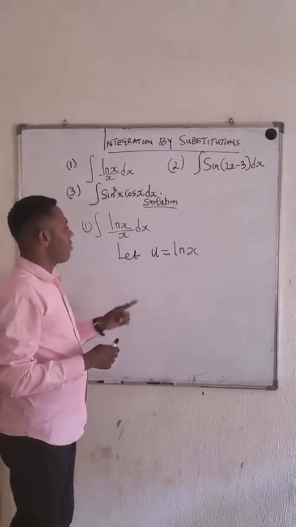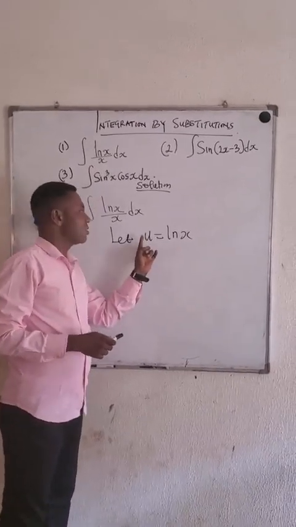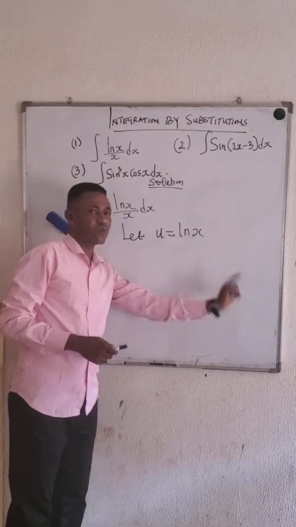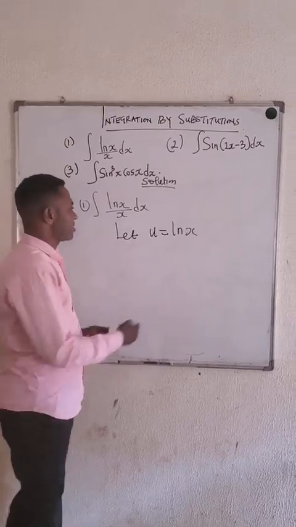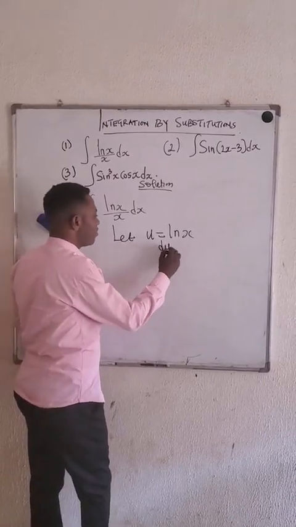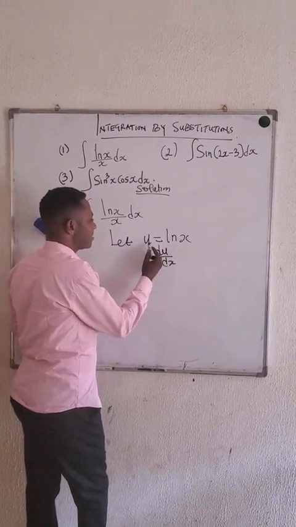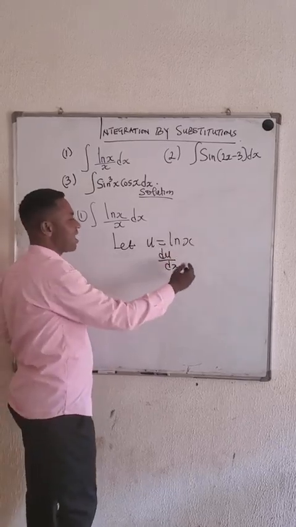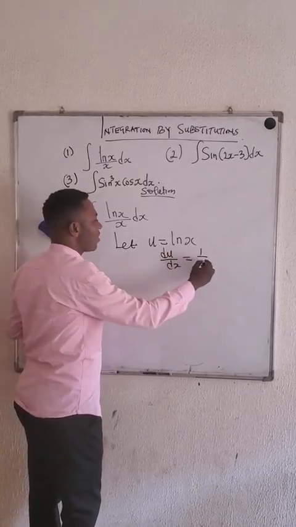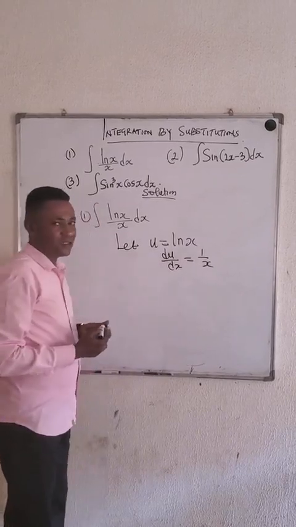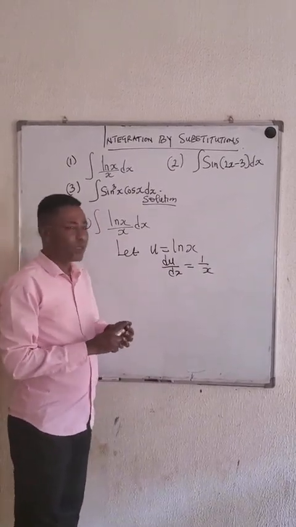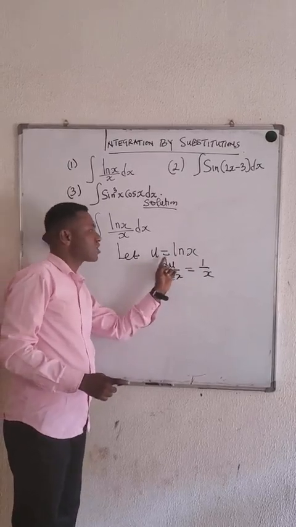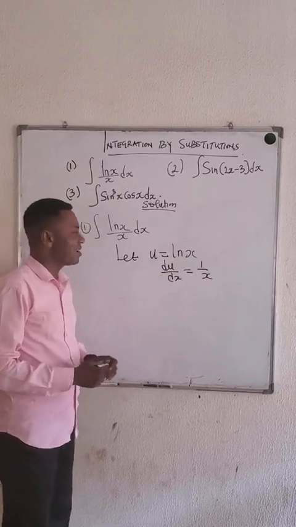U. Now, we are going to be differentiating u with respect to what? x. That is, we differentiate this function u with respect to x. So now, we have du dx. So what is du dx? When you differentiate ln x, you have what? 1 all over x. Please, don't be confused. We have u equal to ln x. We are differentiating u with respect to x, we have 1 over x.